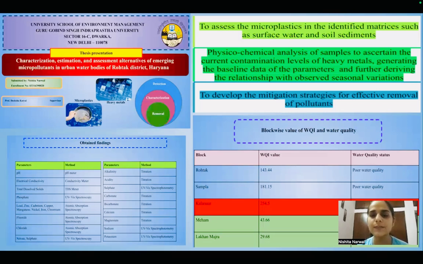Except for these parameters, 8 heavy metals were also considered. Based on that, the blockwise WQI, water quality index, was calculated, and it could be seen that Kalanur district, with a value of 254, had water that was not at all suitable for drinking.